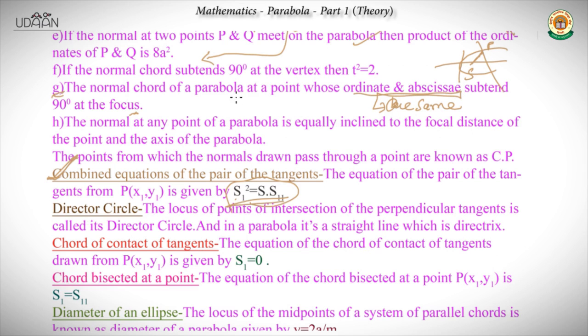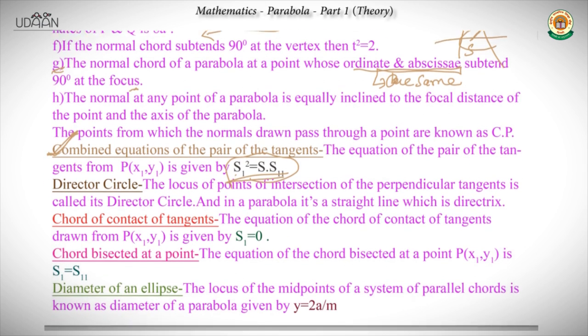So it means that the normal chord of a parabola at a point whose ordinates, meaning x and y coordinates, are same, then they subtend 90 degree at the focus. Sorry for the mistake. Next, the chord of contact. We know what is the chord of contact. The two tangents are drawn. The line joining those 2 points is known as the chord of contact. It's given by again S1 equals to 0.